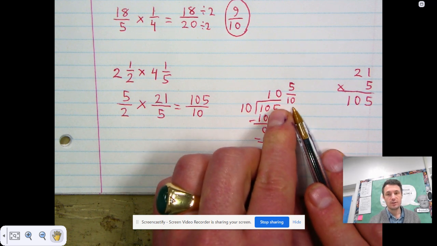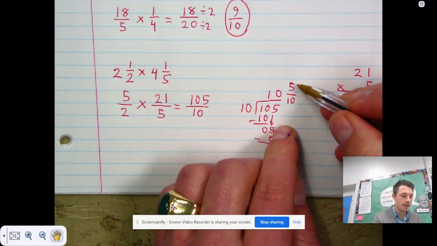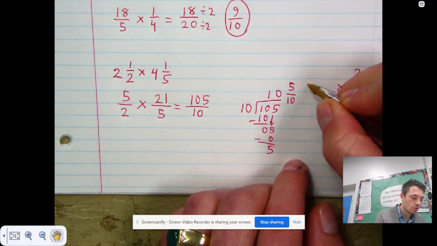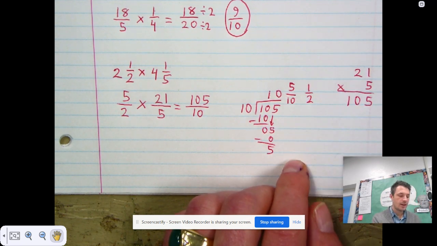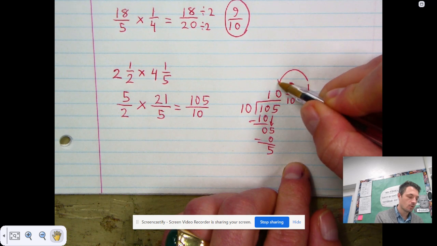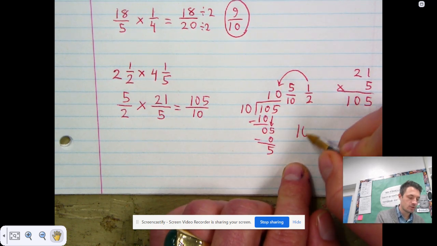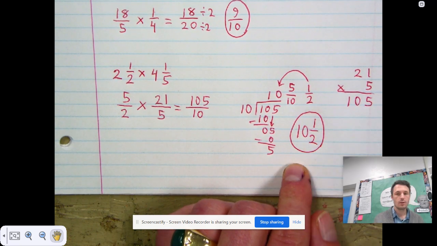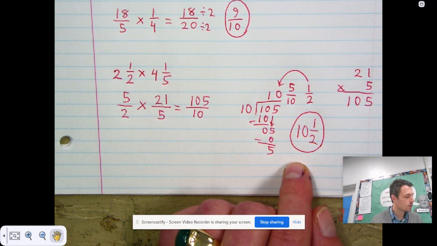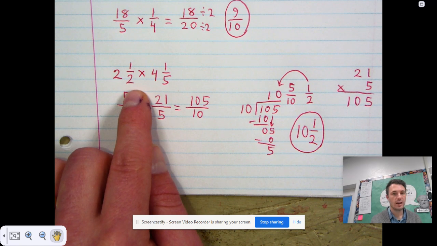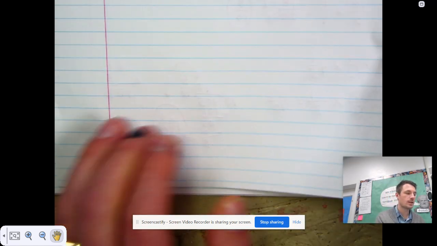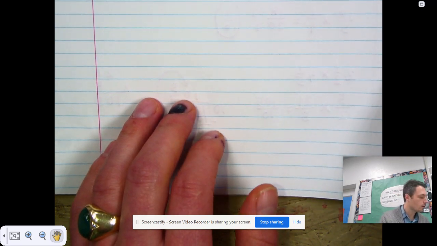But our fraction still needs to be simplified. We know 5 is exactly half of 10, which means 5/10 will simplify to 1/2. And now that 1/2 needs to be given back to the whole number. So the final answer is 10 1/2. Okay, that was the answer to 2 1/2 times 4 1/5. Let's do a couple more examples, maybe just one more example, and then I'll give you some independent work.